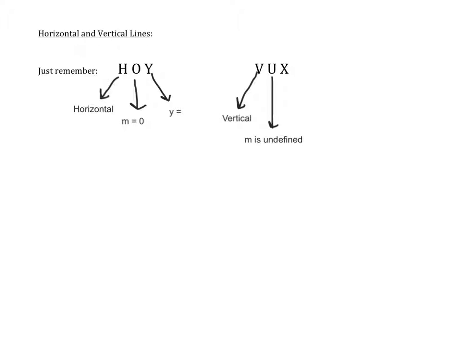And the x is for x equals, since the equations of vertical lines would look like x equals some number. So for example, if it was x equals negative 4, I would know I would have a vertical line that has an undefined slope going through the x-axis where x is equal to negative 4.